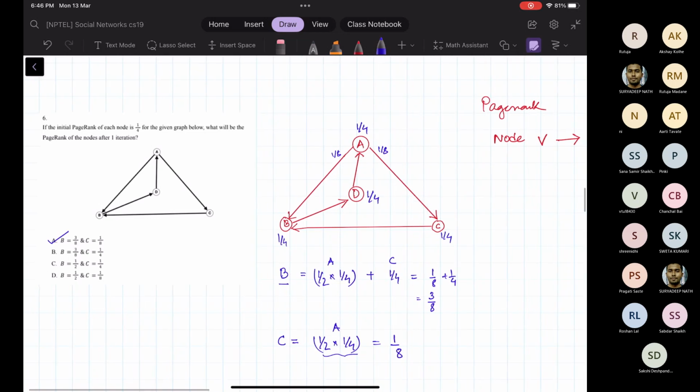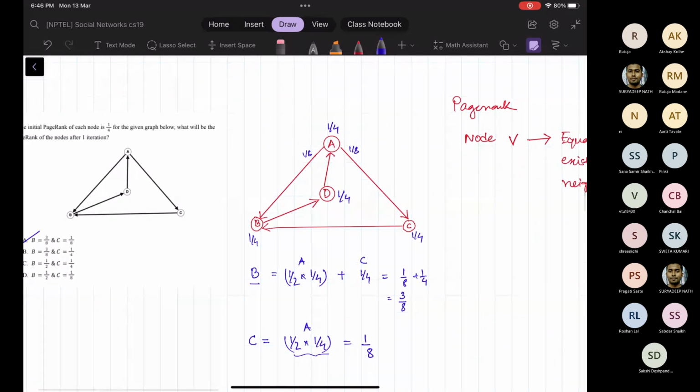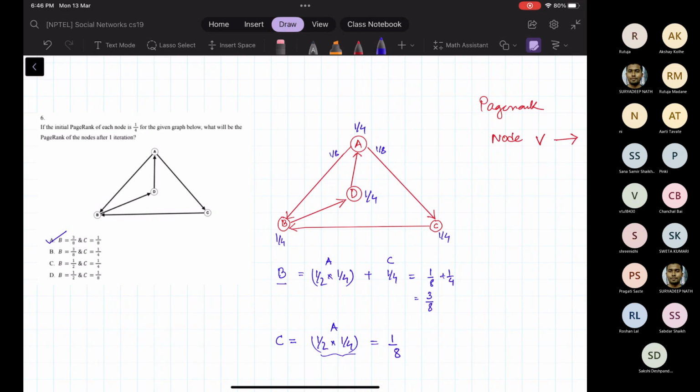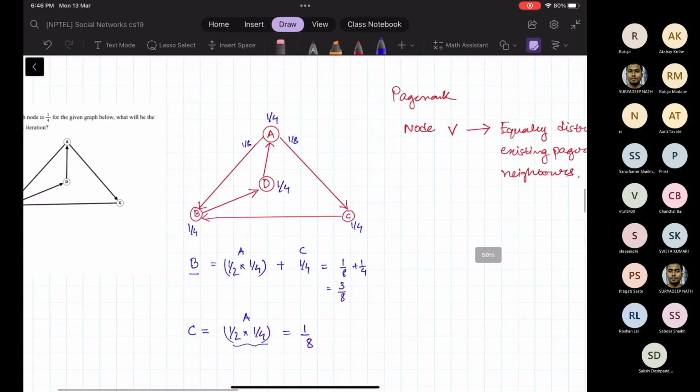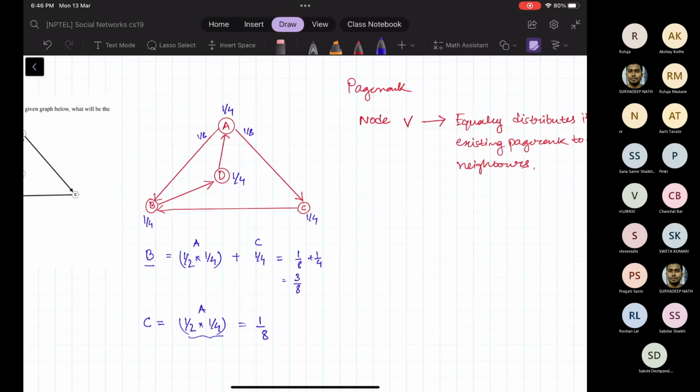In these four options, you calculate page rank for B and C only, but similarly you can calculate page rank of A and D as well. I have not shown A and D because they are not relevant to these answers, but for better explanation, let us try to find out what would be the page rank of A.